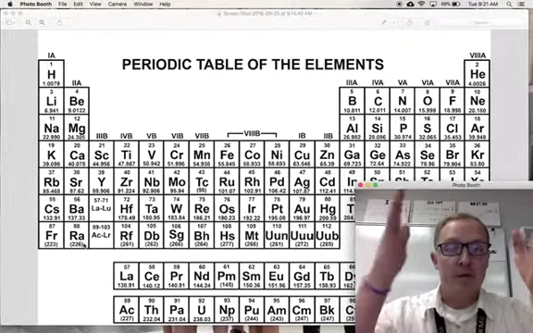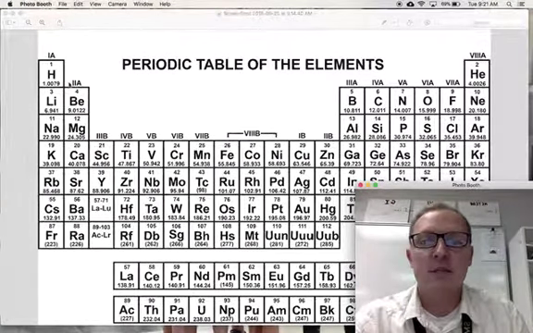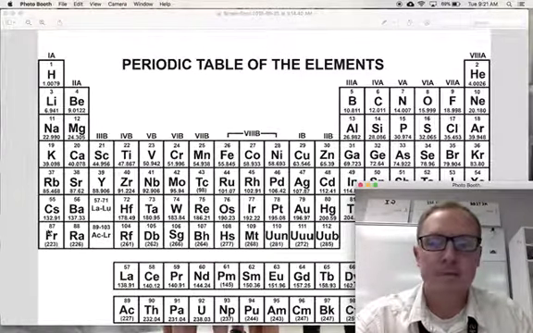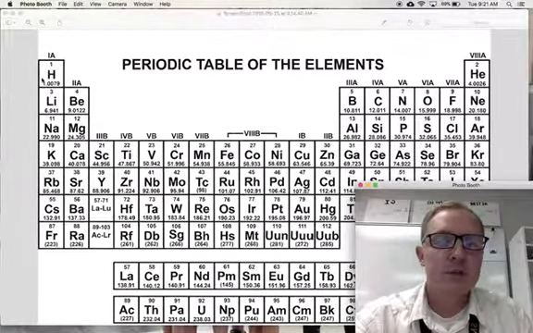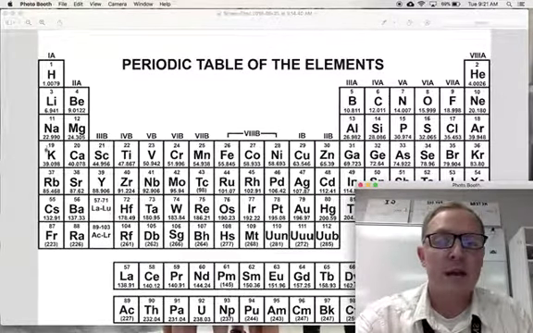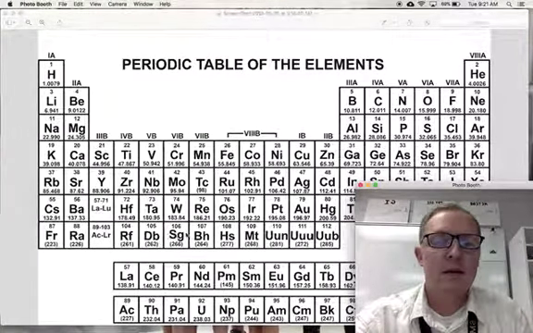All right. Now the vertical columns, those we call groups or families, and we gave them names. This very first group right here we call the alkali metals. Now hydrogen's not a metal. We talked about what it's doing over there. More on that in another video. But these are the alkali metals. This group is the alkaline earth metals. This block here contains what we call our transition metals.